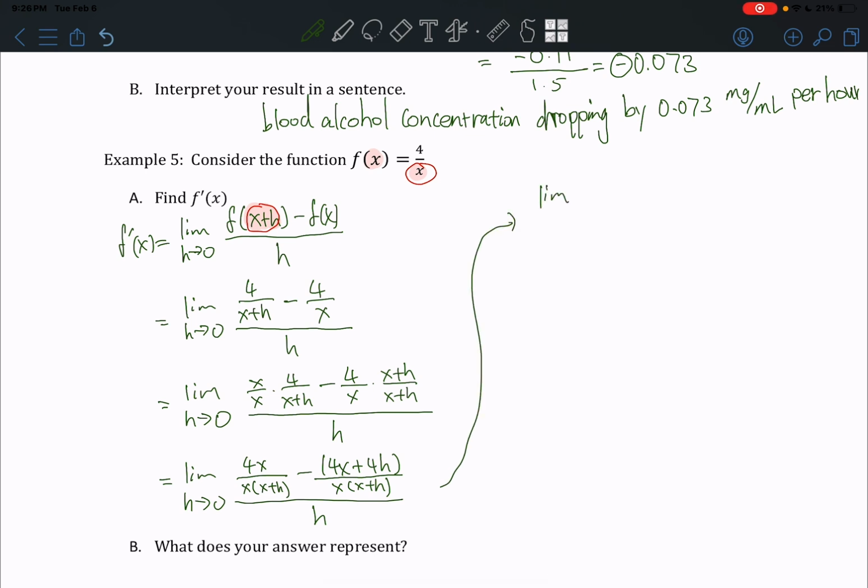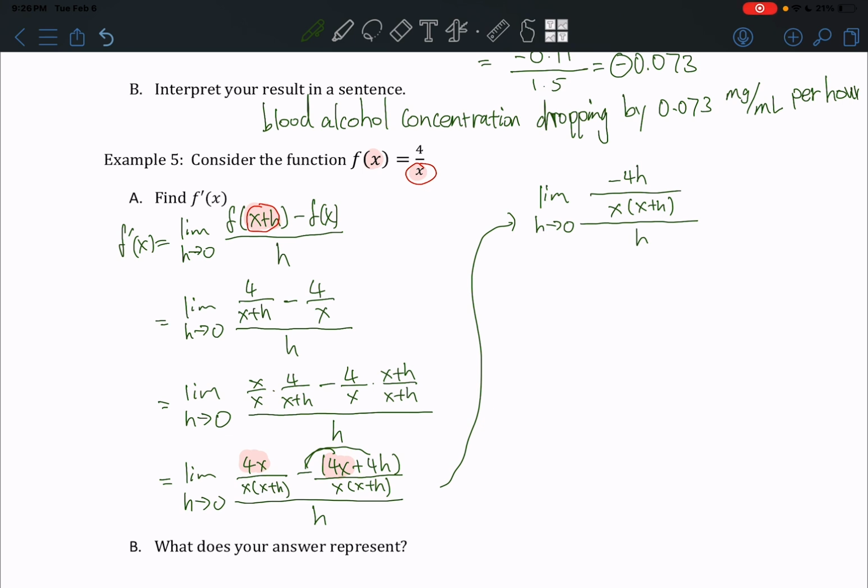Now I got the limit as h approaches 0. Finally, I can combine the top together, but I can see that I have a 4x minus 4x, so that goes away. But that negative also gets distributed to both of these, so the negative affects the 4h as well. So on the very top, I just have negative 4h, and then all over x times x plus h, and then all of that over h.